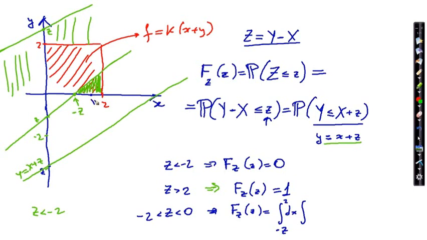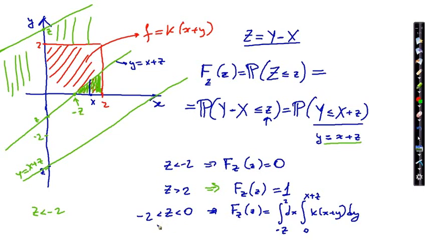If I am fixing x between minus z and 2, then y is running from 0 to this point, and because the equation is y equals x plus z, this point will be just x plus z, of our function small f, which was k times (x plus y), dy. Calculating this, we will obtain some function of z, and that is the value of F_Z in this region.